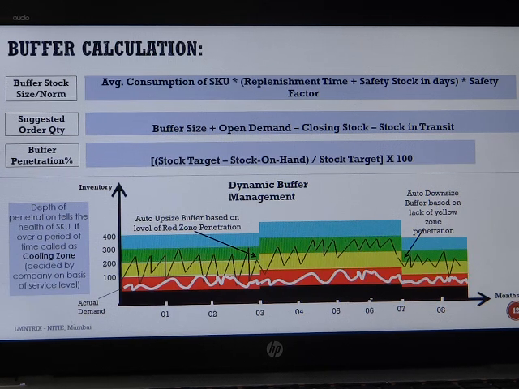Now to address the loss of inventory due to obsolescence, dynamic buffer management is proposed. Here different levels are varied automatically based on the actual demand, which checks the inventory. For example, for the first 3 periods we can see that the buffer penetration reaches the red zone. Hence the buffer levels are automatically increased. Again, as the new buffer remains mostly in the green, the buffer size is automatically reduced. Hence this process will ensure inventory optimization.